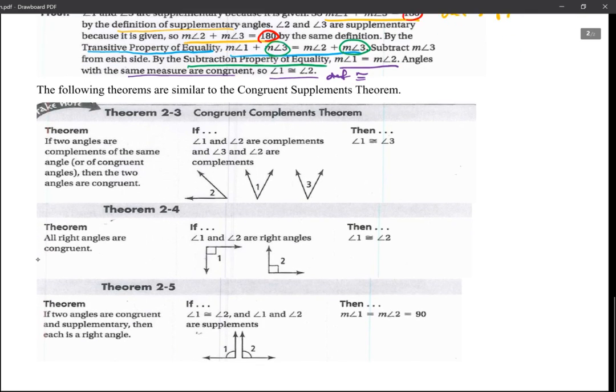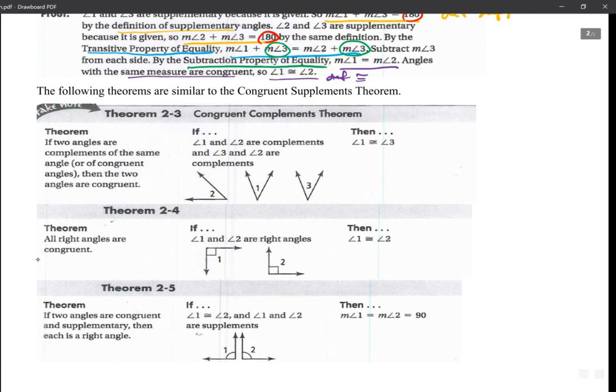All right, the next three theorems are very similar to the congruent supplements theorem. We have the congruent complements theorem, which says exactly the same thing, but what is complements? Complements are 90 degrees, right? So if two angles are complements of the same angle or of congruent angles, because congruent angles are the same thing, so our requirement here is that they are complements, then the two angles are congruent.